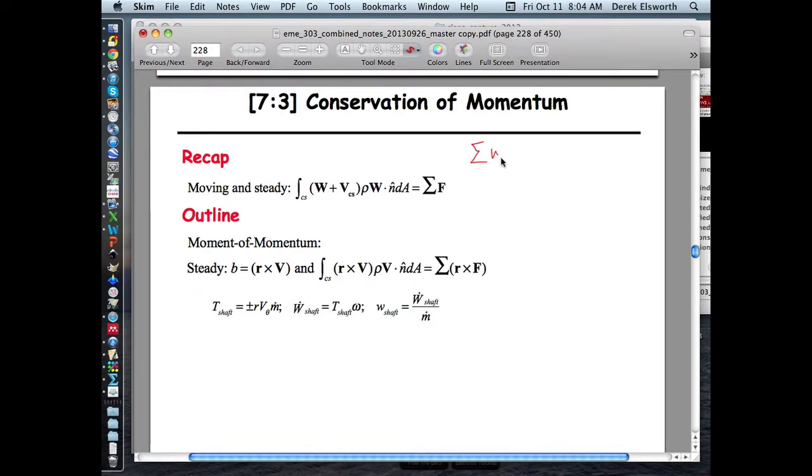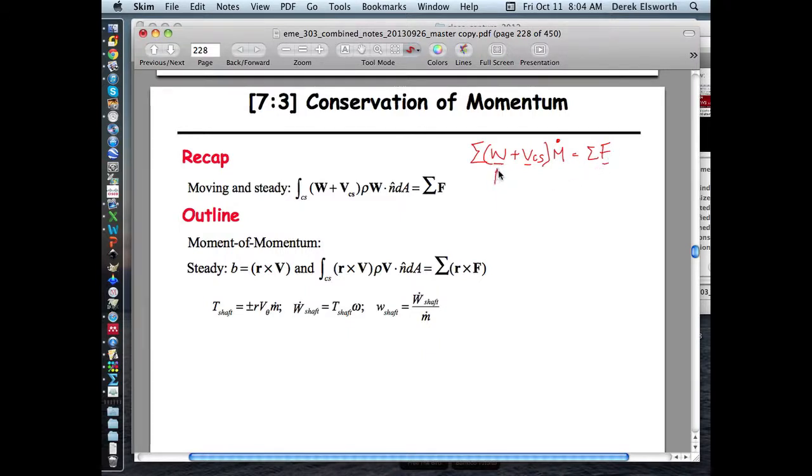So it's a summation of velocities. Let me just write them down first. I'm going to write this down as this: mass rate of flow, equal to the sum of the forces. We know that these are vectors, so each of these has components in x, y, and z.